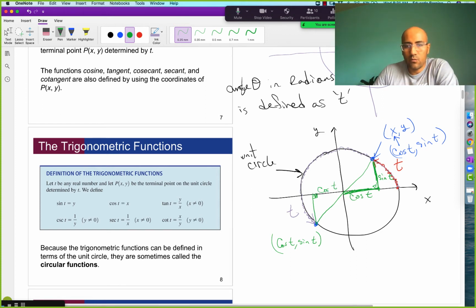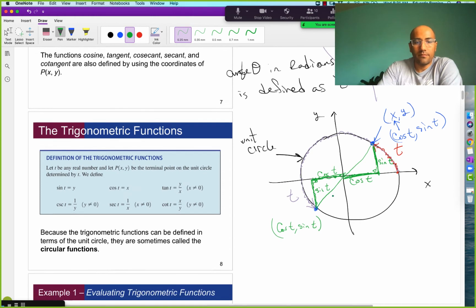Cosine of t would be this, so I can tell that the answer would be negative. And then this would be sine of t, and again I can tell that the answer would be negative. Right? t would be a number such that when I plug it into the sine function, the output would be negative. Good? Questions? No?